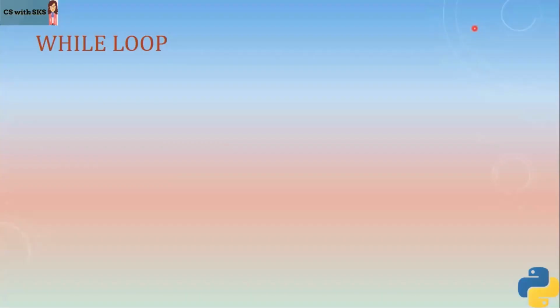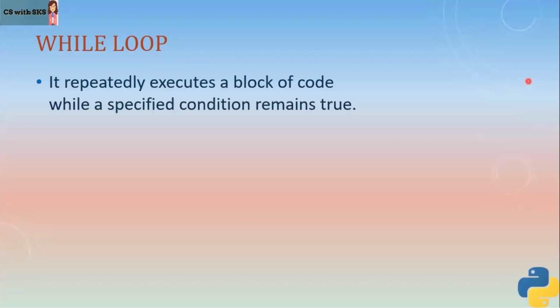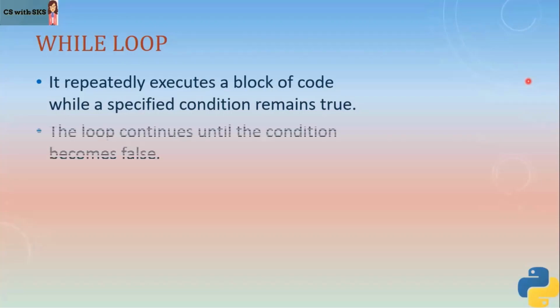Okay, so let's talk about the while loop now. While loop, as I said, is a condition controlled loop, right? It repeatedly executes a block of code while a specified condition remains true. You write a condition, and all the statements written inside will be executed as long as your condition is true. The loop continues until the condition becomes false.